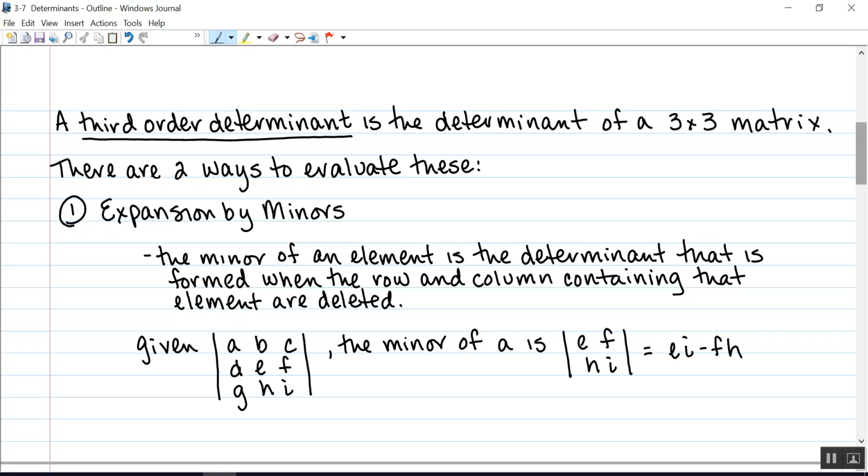The minor of an element, and remember an element is any one of these terms in the matrix, the minor of the element is the determinant that is formed when the row and column containing that element are deleted. So here we have a determinant of a 3 by 3 matrix. The minor of A, that is this first element right here, is this right here. And notice if I delete the row that A is in and the column that A is in, I'm left with E, F, H, I. So the minor of A is the determinant of those remaining elements. And then when you evaluate it, you would do E times I minus F times H.